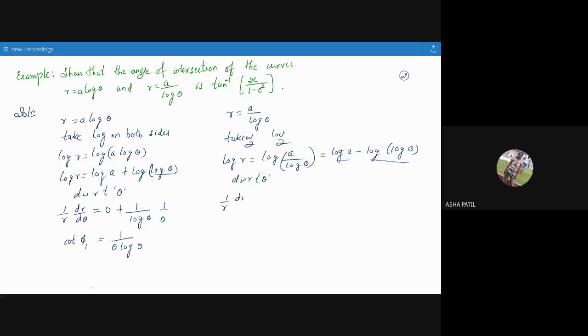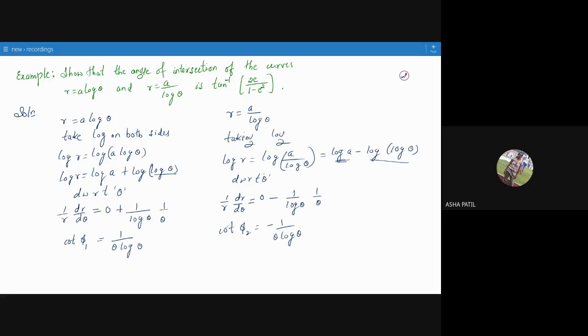Derivative of log r is 1 by r dr by d theta. Log a is a constant term, so its derivative is 0, minus the derivative of log theta. It is 1 upon log theta into the derivative of log theta, which is again 1 by theta. So we have cot phi 2 equal to, since it is for the second curve, we'll call it cot phi 2, minus 1 divided by theta log theta.